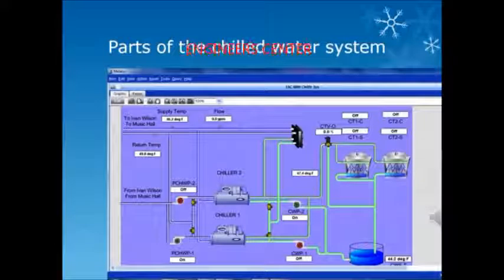In the shot, we can see the primary side of the chilled water system on the left hand side of the screen. Of course, the chillers are located in the middle. On the right hand side of the screen is the condenser side. This particular unit also has a plate frame heat exchanger. We also see the cooling towers as well as the condenser sump reservoir.